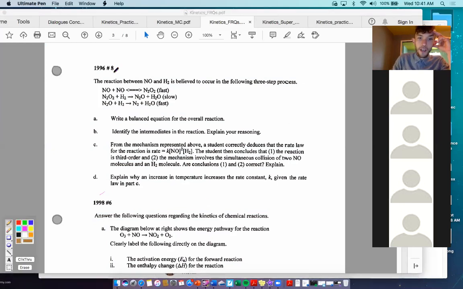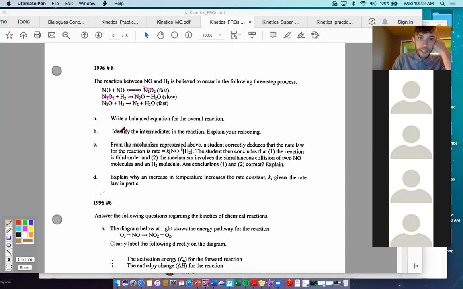Okay, let's look at this one. The reaction between NO and H2 is believed to occur in this following 3-step process. Write a balanced equation for the overall reaction. That's just going to be me canceling stuff out, right? So anything that shows up on the reactant side and the product side overall, I can cancel out. So it looks like N2O2 is a product and a reactant there. That's an intermediate, right? We're already thinking about that. It looks like N2O is a product and a reactant there. And I think that's all I can cancel out.